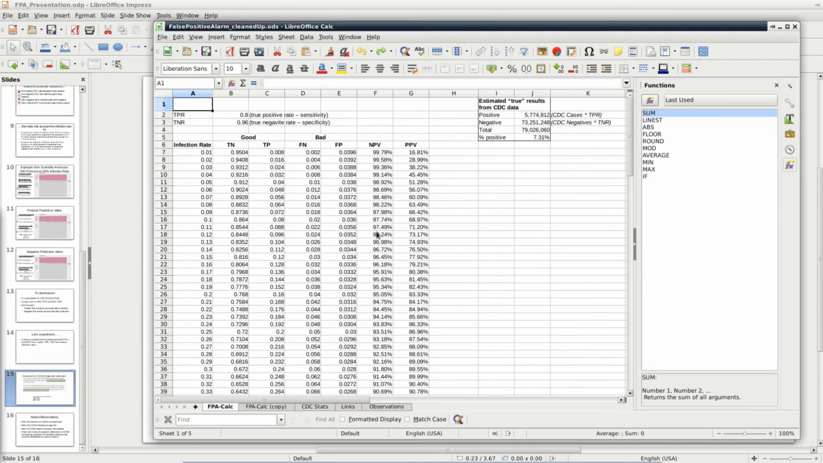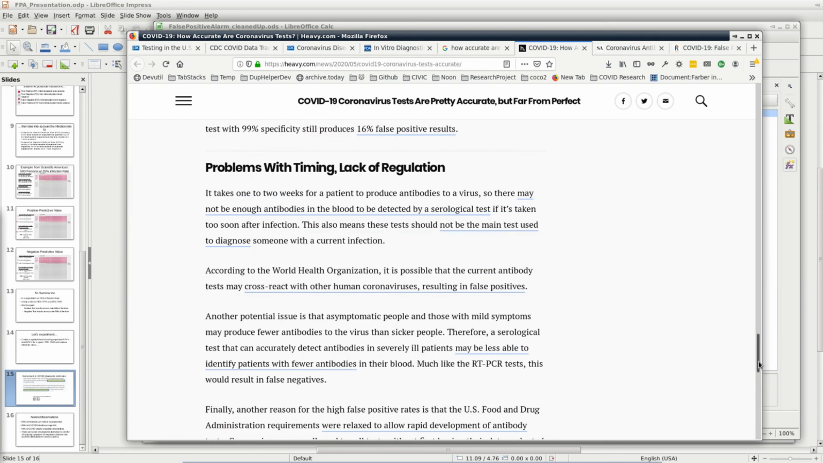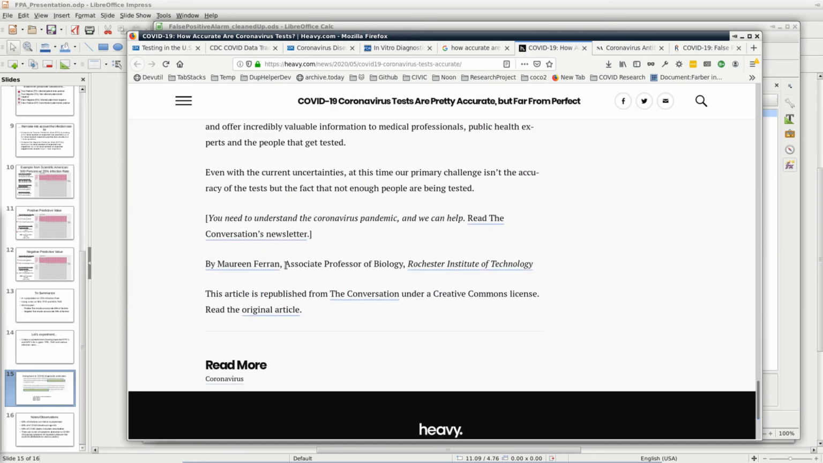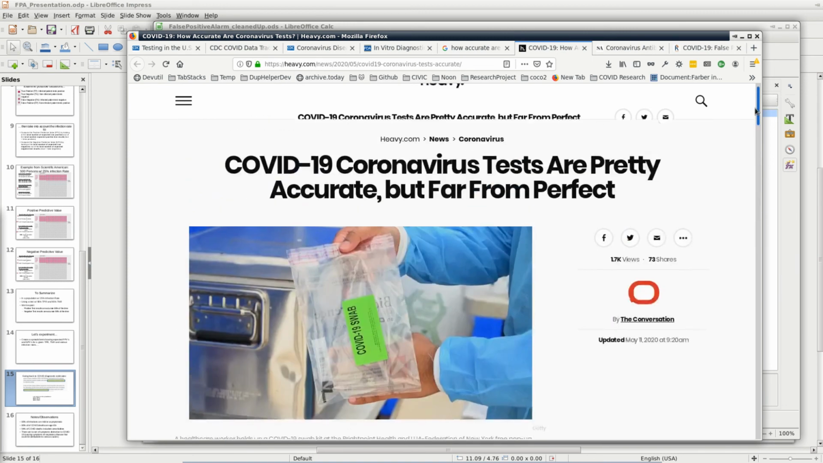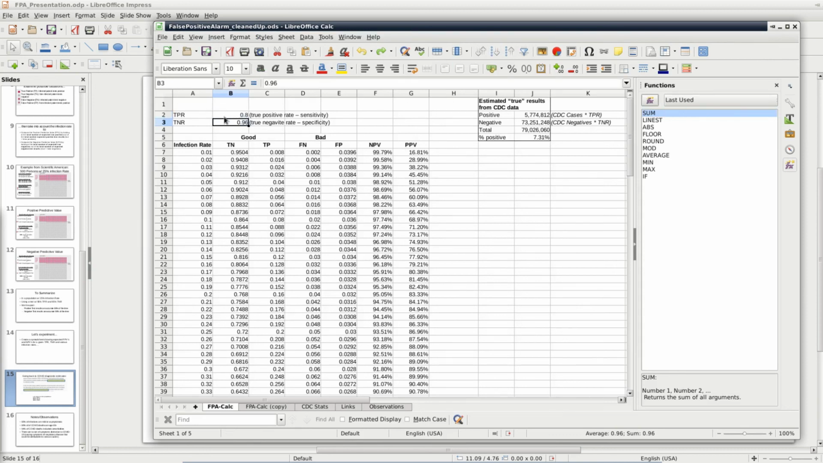Okay, so let's start looking at the actual data. Now, we've got our numbers in. These are our estimates for the accuracy of the test, and I should mention that the article that we're getting these numbers from was written by an associate professor of biology at Rochester Institute of Technology. So not just some random person pulling stuff out of thin air. This is someone who's qualified to write on the topic. So I think we have reasonable estimates for what the actual accuracy of the COVID diagnostic tests are.